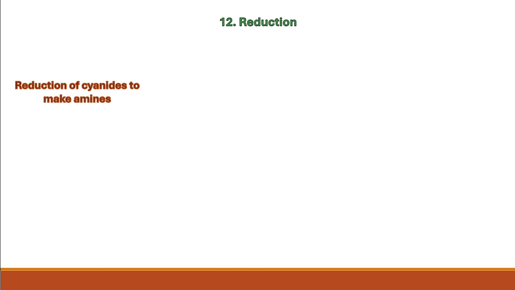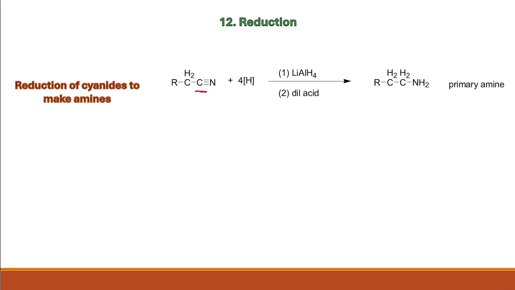Reduction. There are several reduction reactions that you need to know. You don't need to know the mechanism of these reactions, but you need to know the reagents and conditions. The first one is reduction of cyanides to make amines. So we have the cyanides reduced by lithium aluminum hydride, which is a reducing agent. The reaction takes place in two steps. The first step is the use of lithium aluminum hydride, and the second step is the addition of dilute acid. This is why we write it as 1 and 2, because it's two steps.